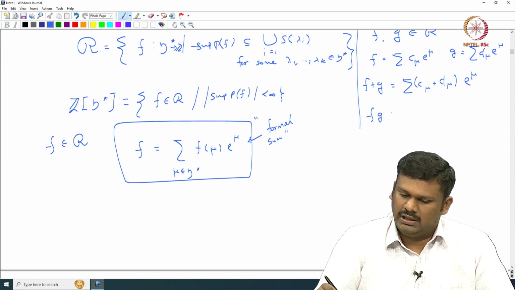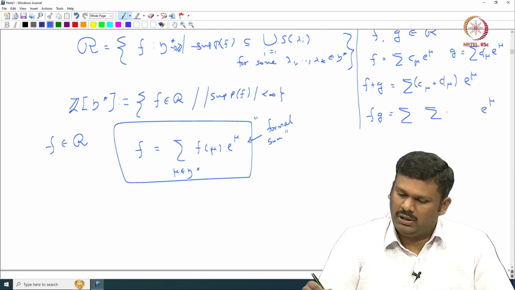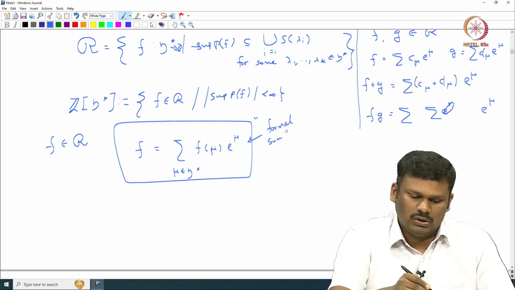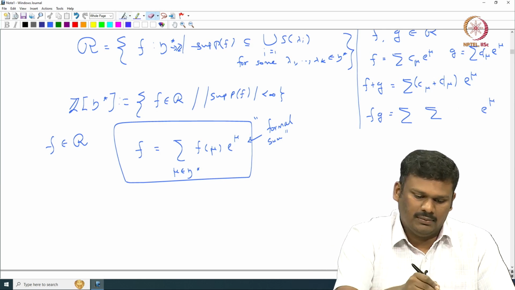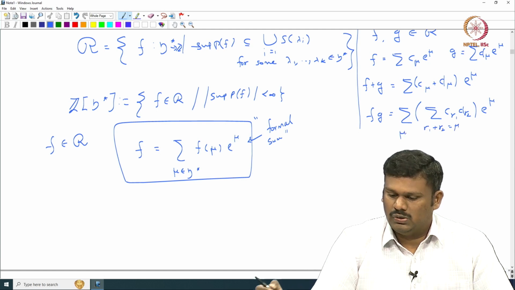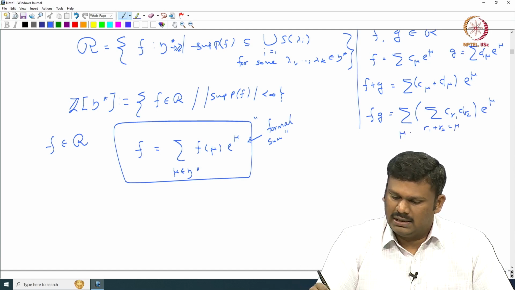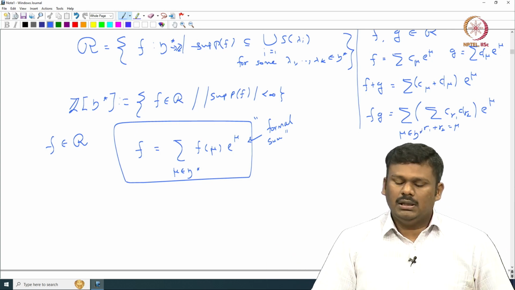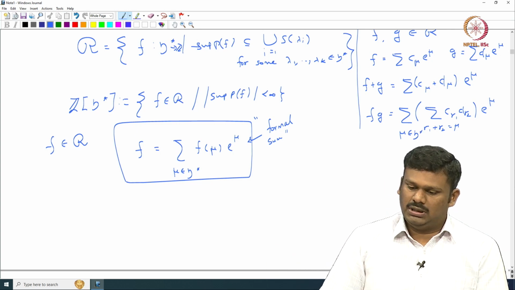The product f into g is nothing but a summation, again with another summation inside, because this is a convolution product. You take e power gamma 1 and e power gamma 2, multiply them, and then collect the coefficient of e power mu. So, here the interior sum will be the summation of c gamma 1 times d gamma 2, where gamma 1 plus gamma 2 equals mu, and this mu runs over all of H star. Okay. So, this is how you interpret f plus g and f g.